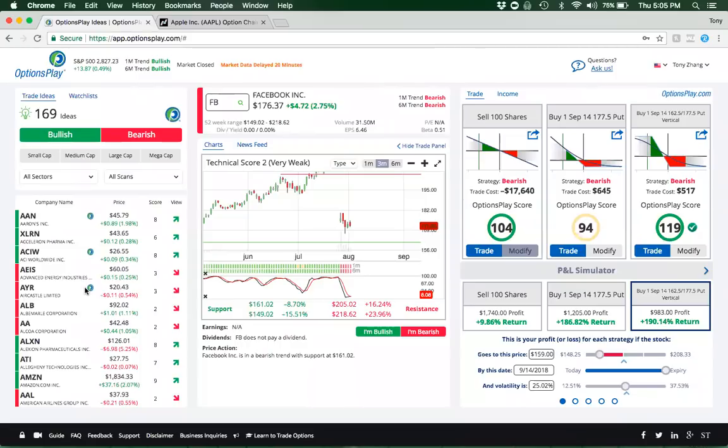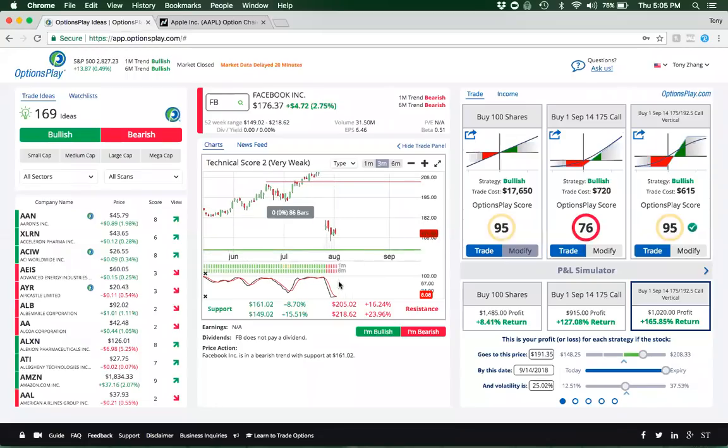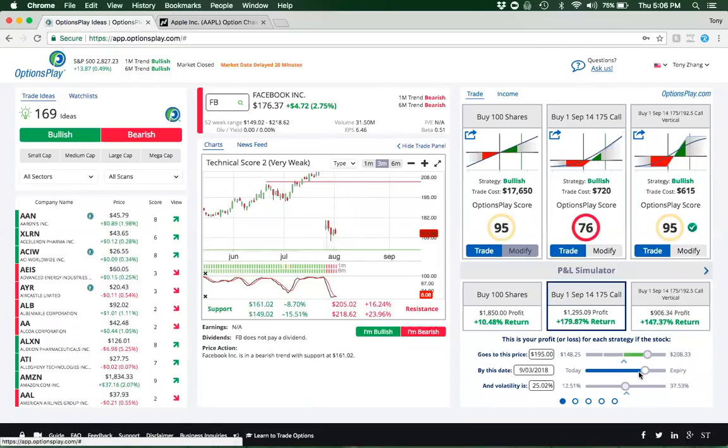I want to show you the flexibility that our platform can use for all different types of trading. So let's say instead that you think Facebook is oversold, you think it's going to bounce higher, you think it's going to make a quick move back up to 195. Let's say you think it's going to happen in a very short period of time. Use our P&L simulator. It does all the calculations for you.